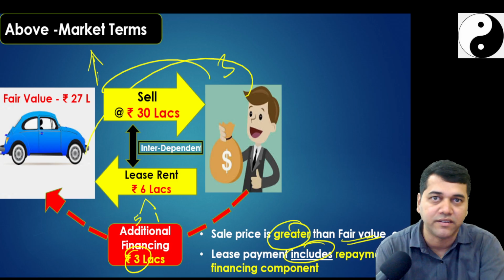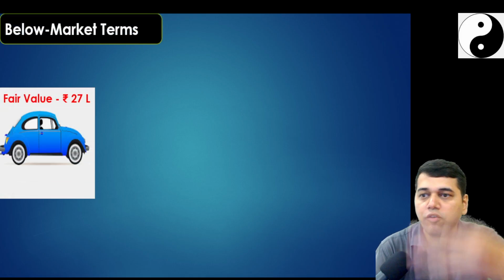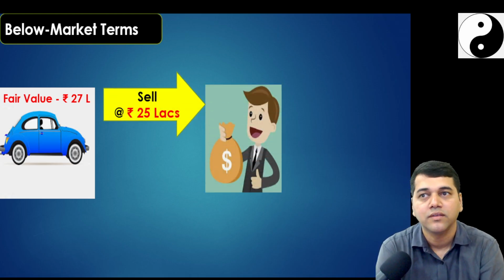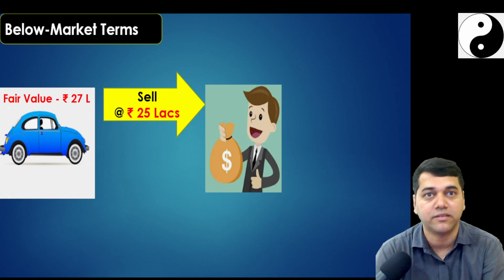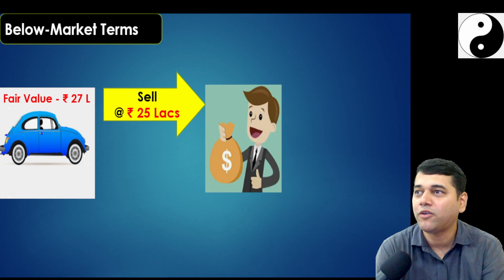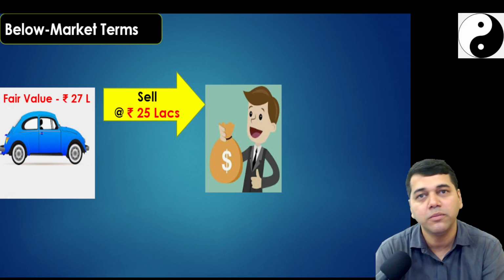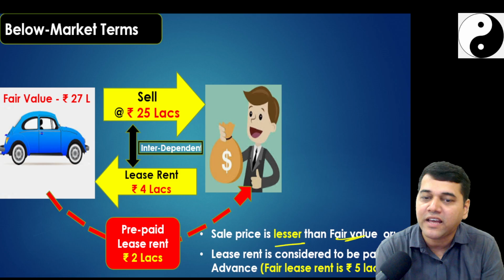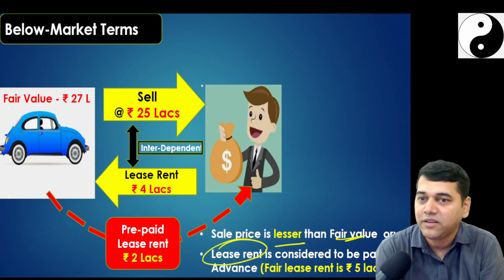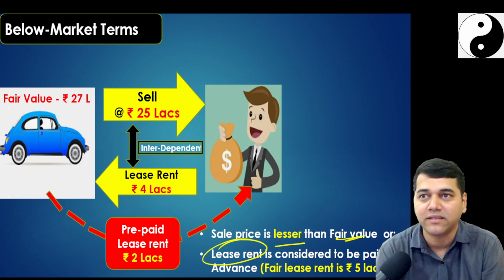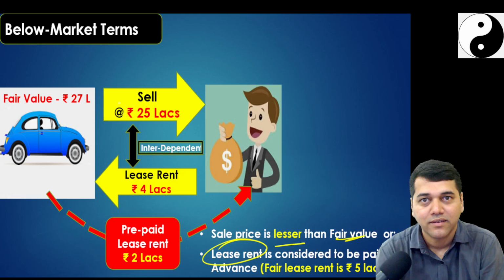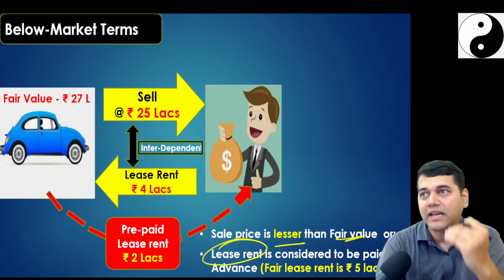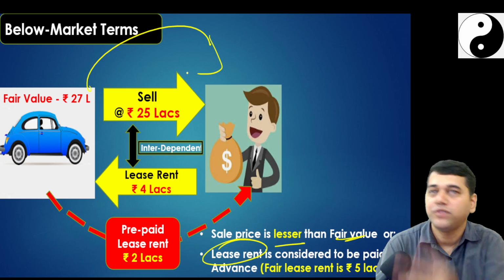I'll show you that chart again. I will take one more example. Fair value is 27 lakhs. I will sell at 25 lakhs. Now he'll say, okay, sir, take this asset back and pay me 5 lakhs. Will you do it? No, sir, I am not a fool sitting here. So what will be the rent charge? 4 lakhs. That means when the sale price is less than the fair value, the lease rent is lower. I should have paid you 5 lakhs. Out of that, every year 1 lakh I am not paying you for the future. That 1 lakh's present value, I will prepay you, which is 2 lakhs.